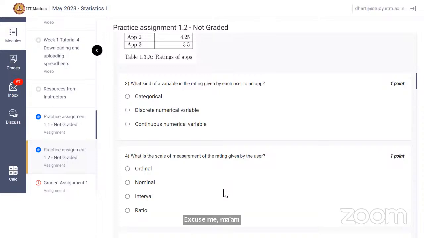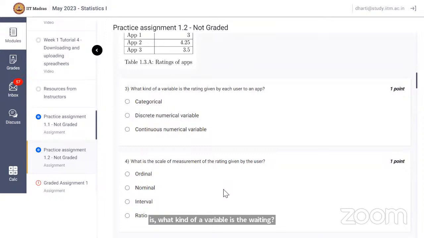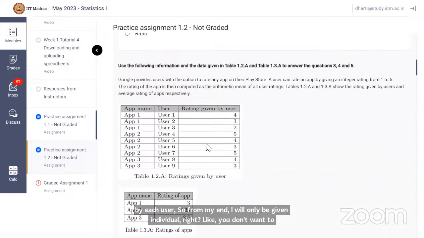Excuse me, ma'am. So the same question: what kind of a variable is the rating given by each user to an app? Am I audible right now? Yeah, okay. So in this, the question is, what kind of a variable is the rating given by each user to an app? From my end, I will only be seeing integers, like 1, 2, 3, 4, or 5, not decimals.